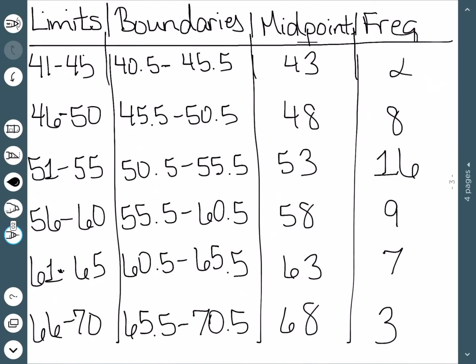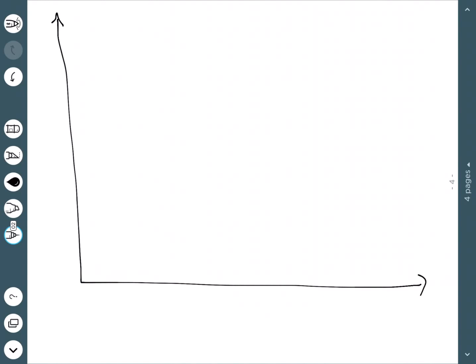Here's our frequency distribution that we've been dealing with, the age of presidents at the time of their inauguration. This time, instead of using the boundaries, we'll use our midpoint column, and this will go on our x-axis. So when we draw our graph, we have our x and y axis, and our first midpoint in that table was 43. We also had 48, 53, 58, 63, and then our last one was 68.